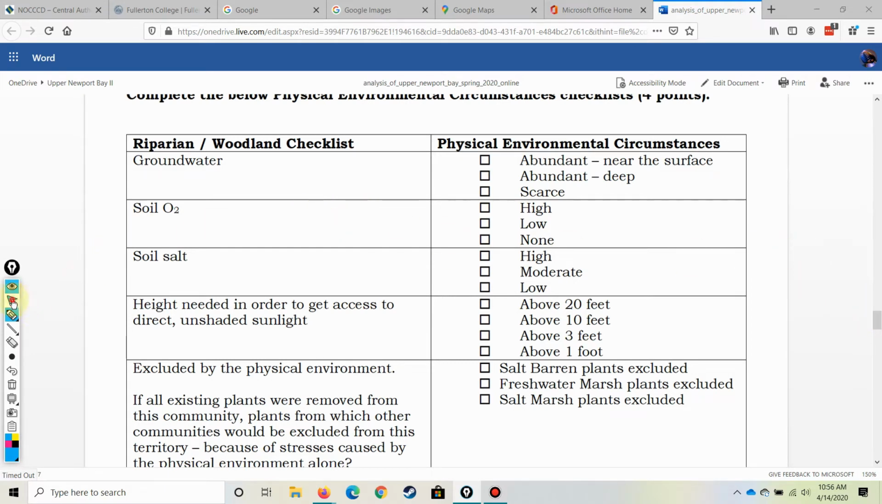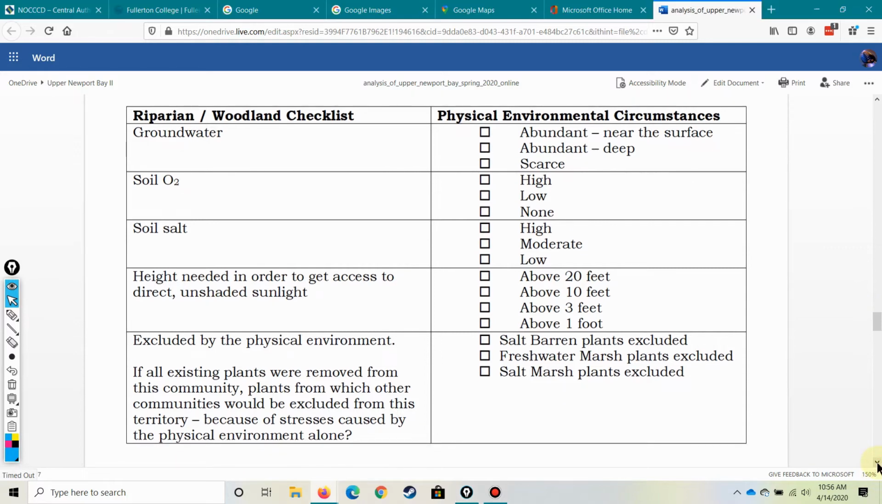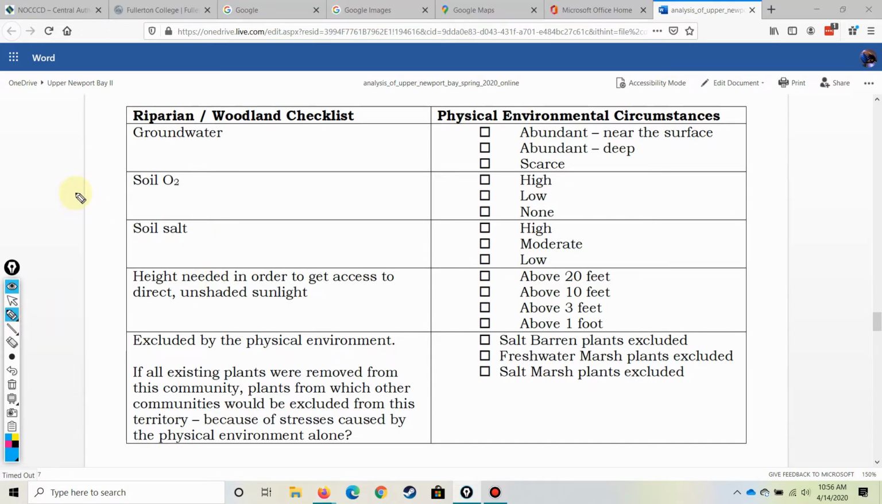Hopefully you have this document printed out, and you can follow along with me. I'm going to quickly go through it so that you can use it to get your mind organized about the differences between these different ecological communities. So let me get started. On the checklist I have several categories: groundwater, soil O2, soil salt, height needed in order to get access to the direct sun, and whether or not the physical environment is exclusionary, and I'll talk about that in a second. So let's go through the riparian woodland checklist.